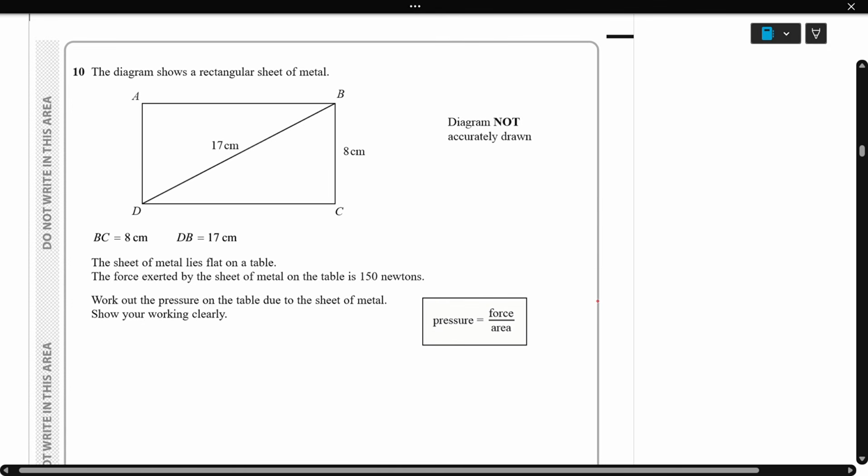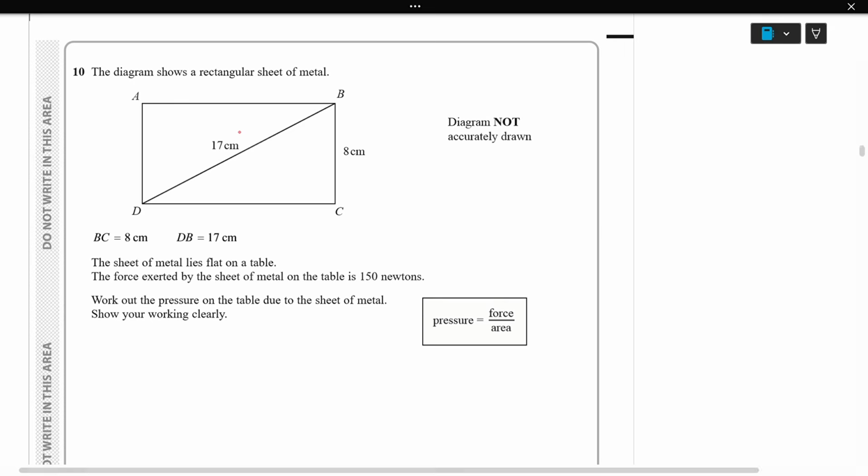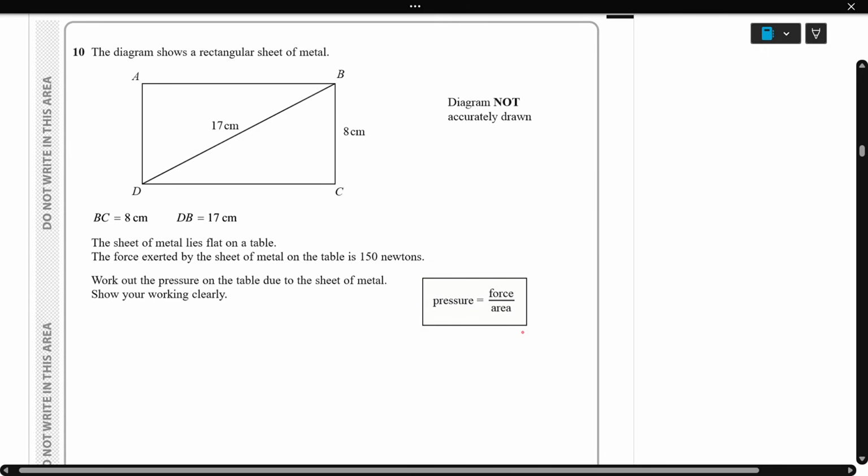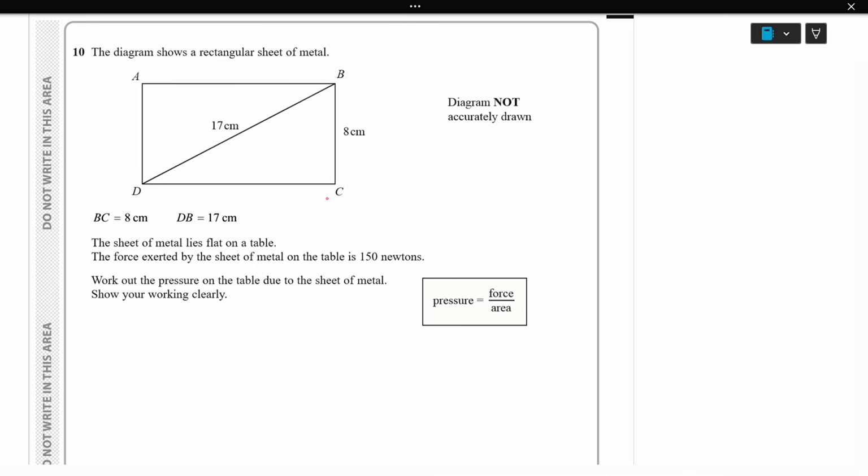Next, question number 10. The diagram shows a rectangular sheet of metal. So BC is given, DB is given, and the sheet of metal lies flat on the table. Force is given, so work out the pressure. For pressure we need force and area, so we need to find the base area. We don't have the length but we have the diagonal. So using the diagonal we need to find the length, which is at 90 degrees, so it's going to be a triangle.